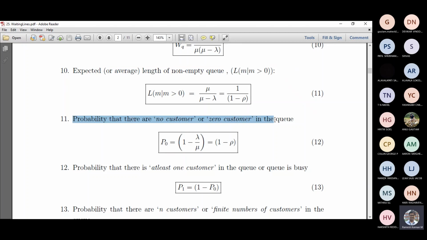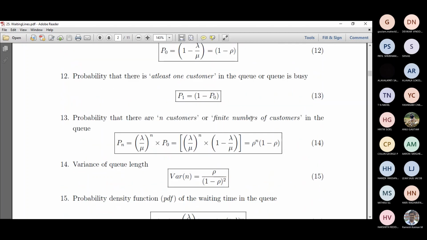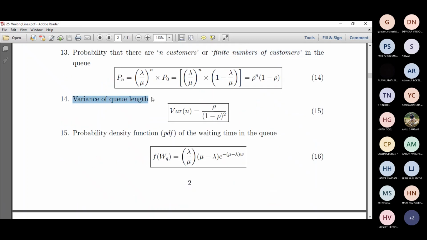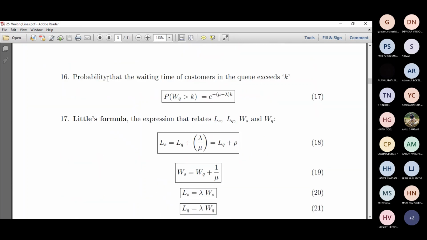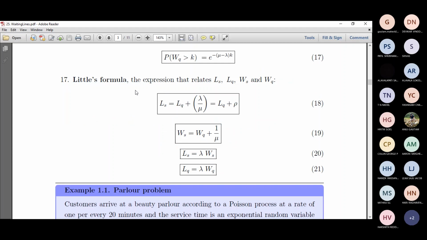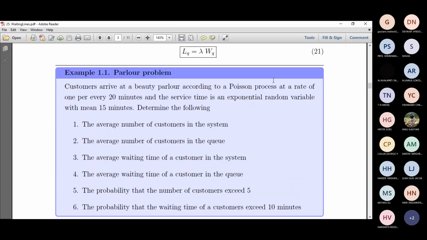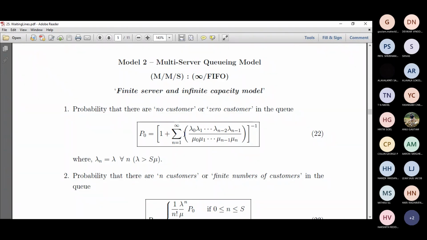and the probability that there are no customers, or zero customers, in the queue, and the probability that at least one customer is in the queue, or the queue is busy, and the probability that there are n customers, or a finite number of customers, in the queue, then the variance of queue length and the probability density function of waiting time in the queue. Then we also talked about the probability that the waiting time of the customer in the queue exceeds k, and Little's formula expression that relates LS, LQ, and WS.